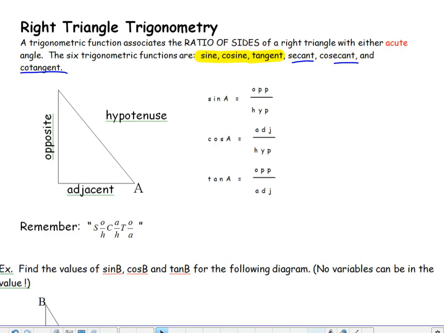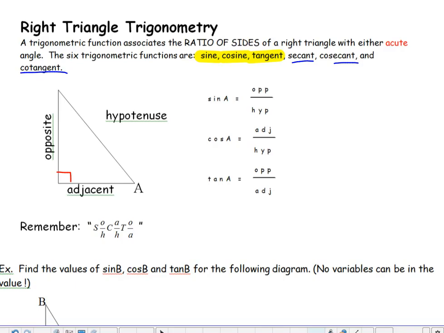All right, ladies and gentlemen, take a look at this. Here's our relationship that I want to point out. If I have a right triangle... I don't see a right triangle at all. I don't have a right angle. Now I have a right triangle, right?